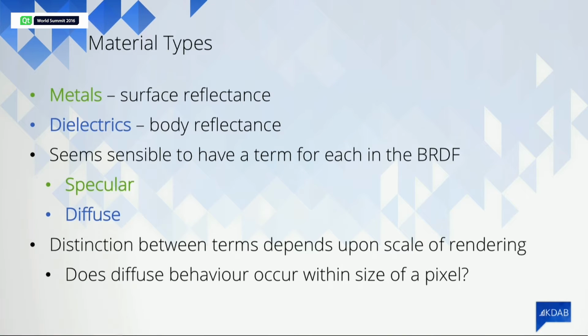So we have metals and we have dielectrics. It seems perfectly reasonable that we should have a term for each of those things inside of our bidirectional reflectance distribution function. And we're going to call those specular and diffuse.